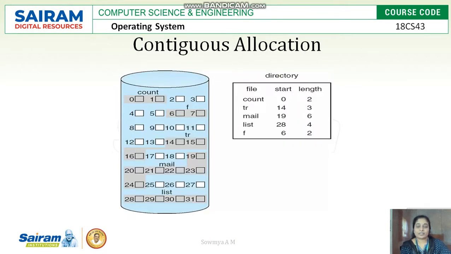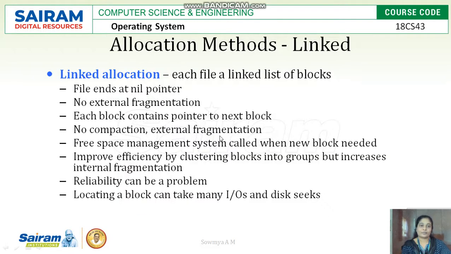In contiguous allocation, if you see in the directory, for the file count, its starting address is 0 and length is 1. So the count file resides from block 0 to 1, taking 2 blocks. If I take the file mail, it starts at block 19 and the length of the file is 6. So mail starts at the 19th block and continues for 6 blocks, like 19, 20, 21, 22, 23 and 24. 6 blocks are continuously allocated for that file.